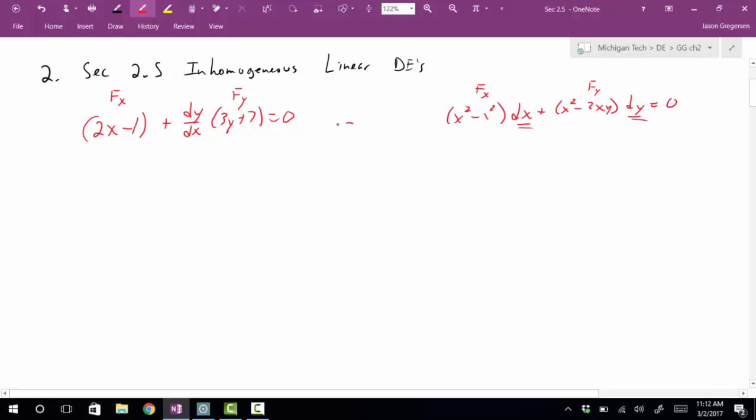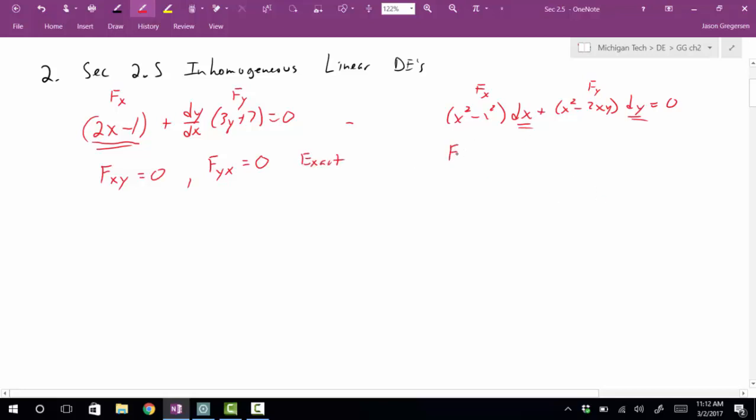To check, I'm going to calculate the mixed partials. So if this piece is f sub x, I'm going to calculate that, which means taking the partial of this piece with respect to y. I would get 0. I would take the partial of this one with respect to x. I would also get 0. So this one is exact.